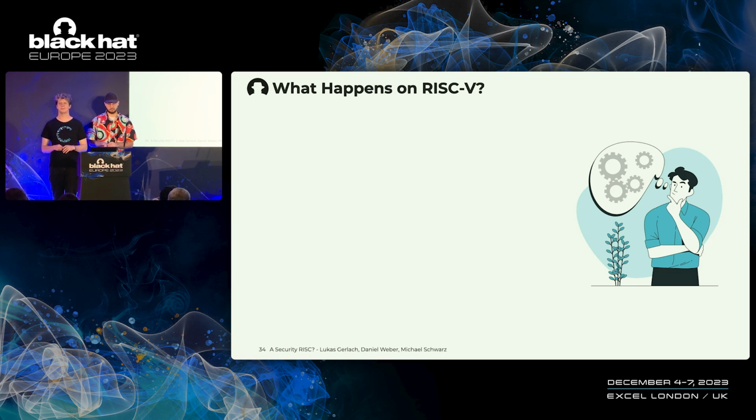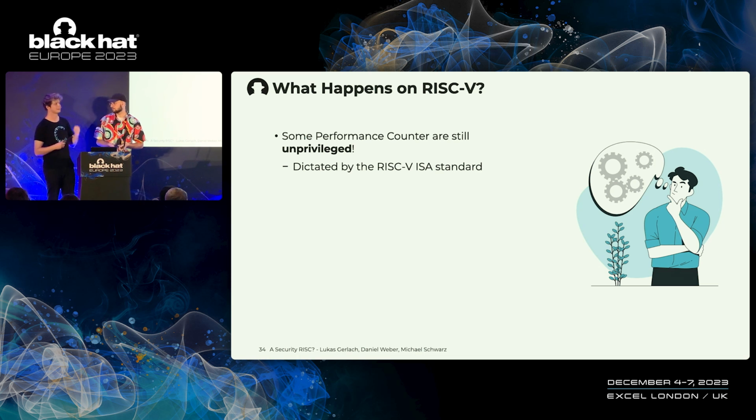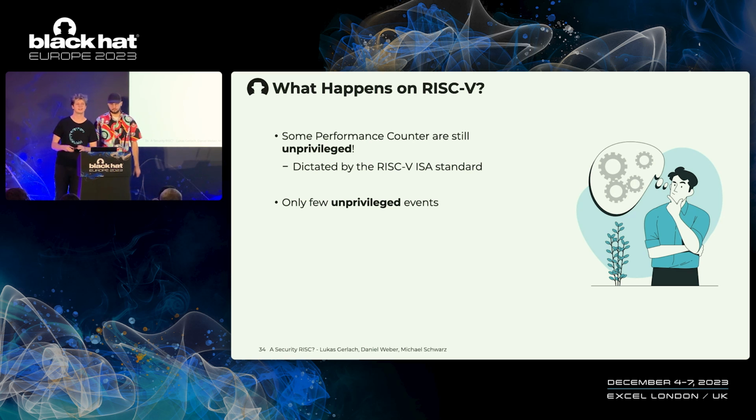And once we took a look, it was actually kind of interesting what we found. It turns out, if you just read the manual, or the standard to be more precise, some performance counters are just unprivileged, not by some implementation choice, but dictated by the standard. We think that's a really surprising thing, because we know that it's a security issue, and you can abuse that for attacks. And now a new standard comes along, gets standardized, and it's supposed to be unprivileged.